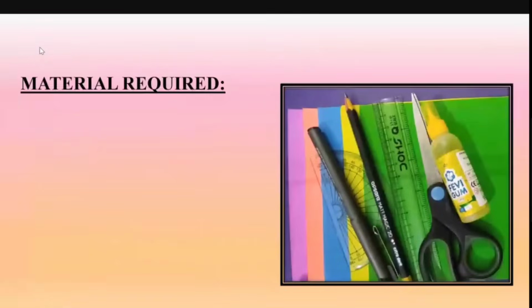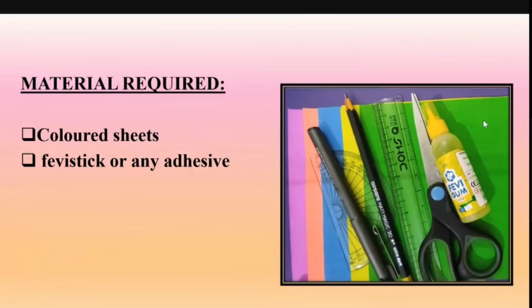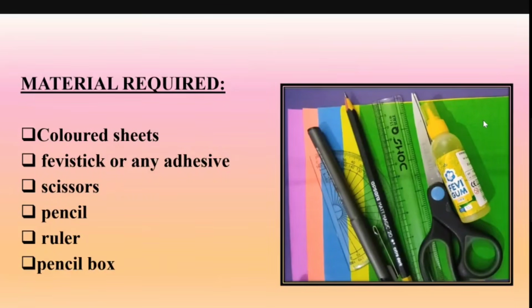So let us see what all is required. We'll be needing the origami sheets or the colored sheets, the fevistick or any other adhesive, the scissors, then pencil, ruler, pencil box. So let us see how we do the activity.